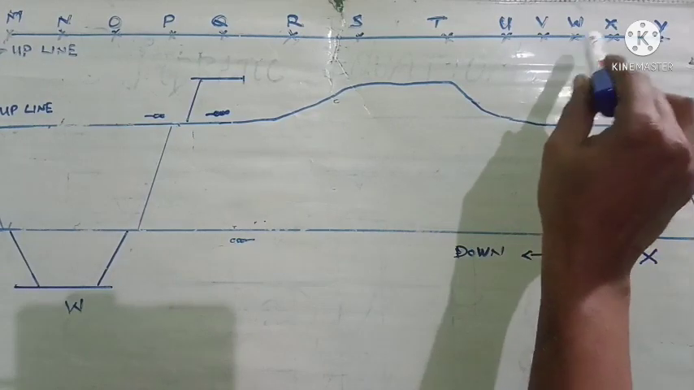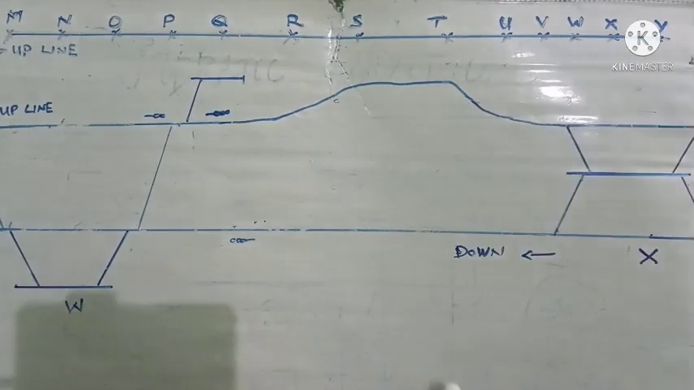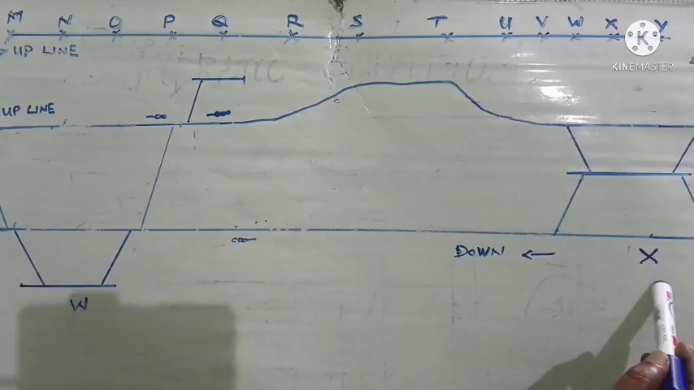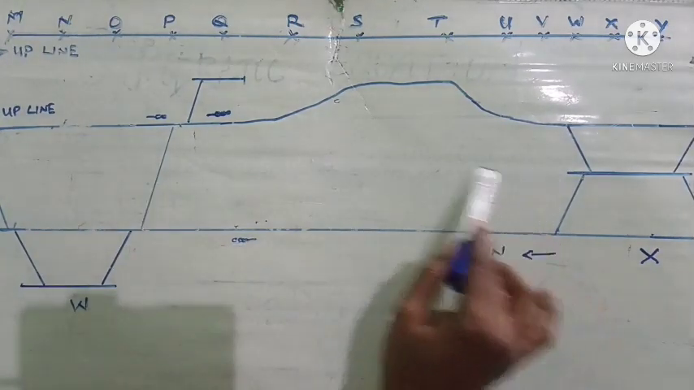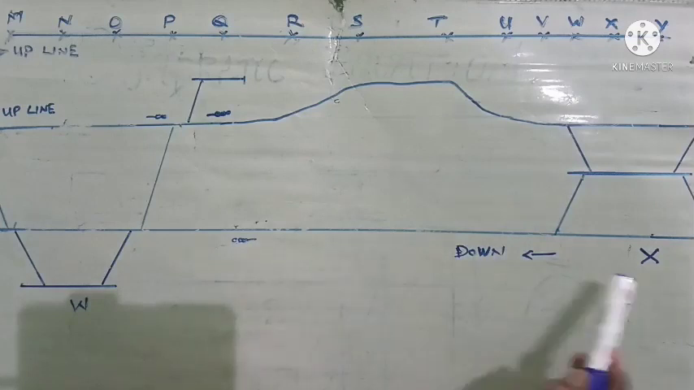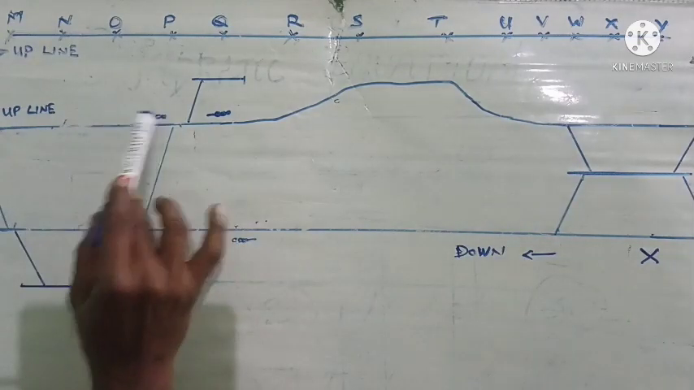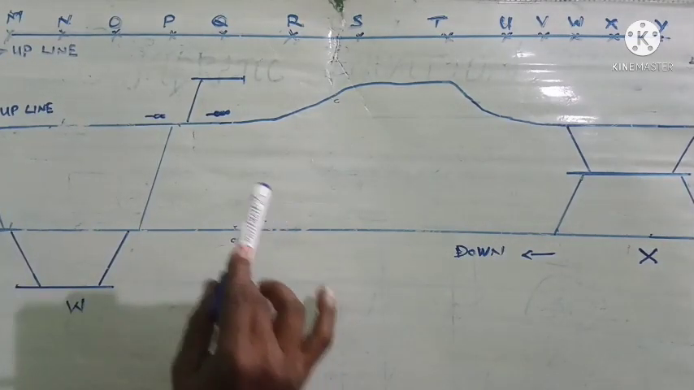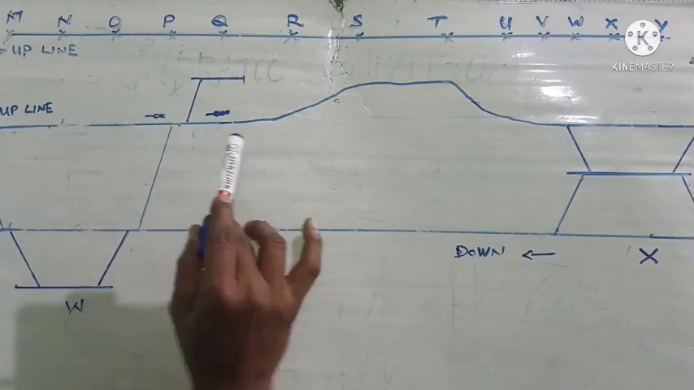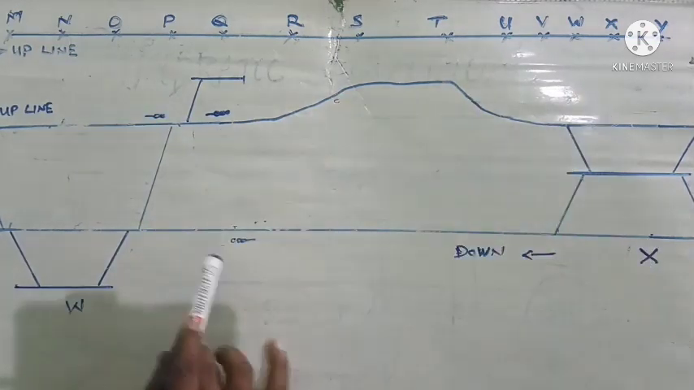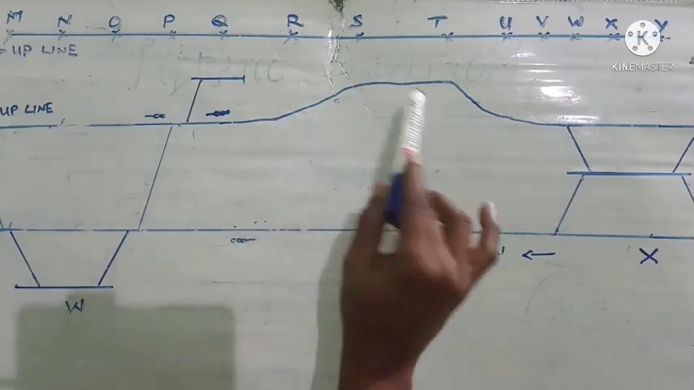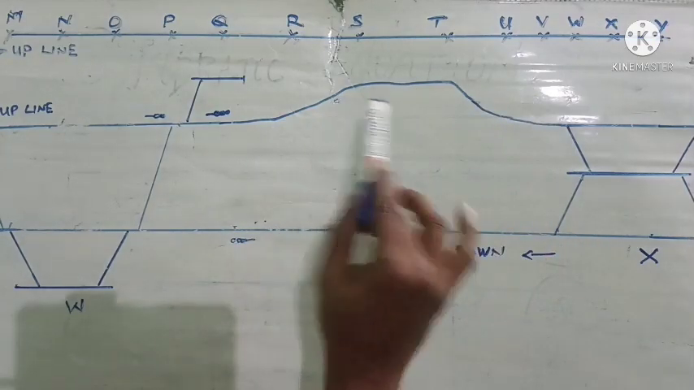Now our train is moving from station W to station X. Here it is the station W and here it is the station X. In between, this is the block section. This is the downline and here this is the upline. Now our train has left station W and it is proceeding towards station X. Here this upline is having gradients.